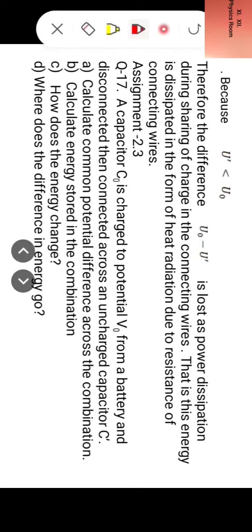Now, because U dash is less than U naught, therefore the difference U naught minus U dash is lost as power dissipation during sharing of charge in the connecting wires. That is, this energy is dissipated in the form of heat radiation due to resistance of connecting wires.